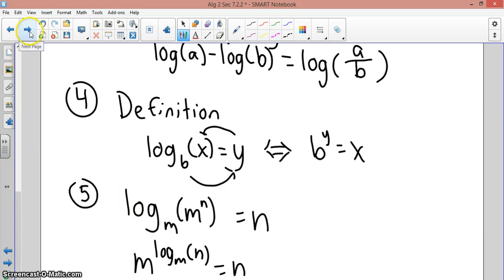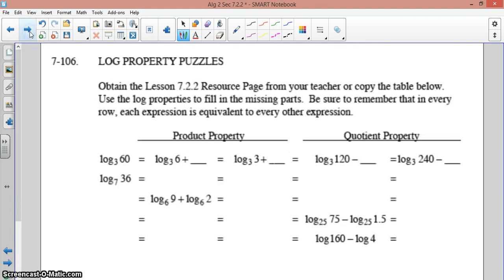Alright, now that we have that, please keep learning logs out, and we are going to complete 7-106. You can do that directly in your book. This is a little puzzle that we can complete. It's basically just rewriting using the product and quotient property. So here I have log base 3 of 60. Everything along this needs to be equivalent to log base 3 of 60.